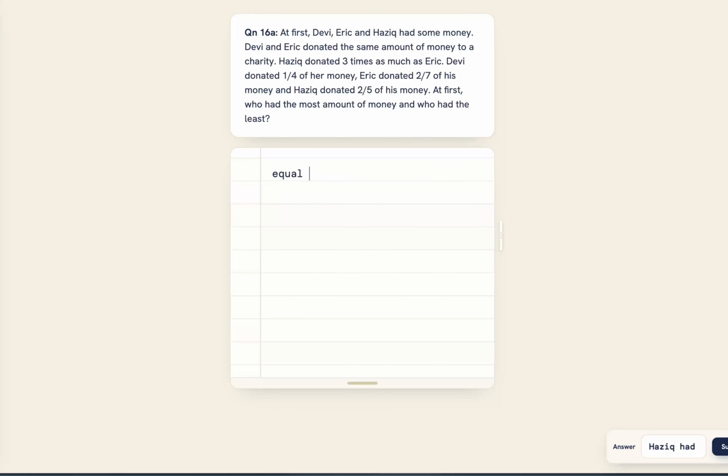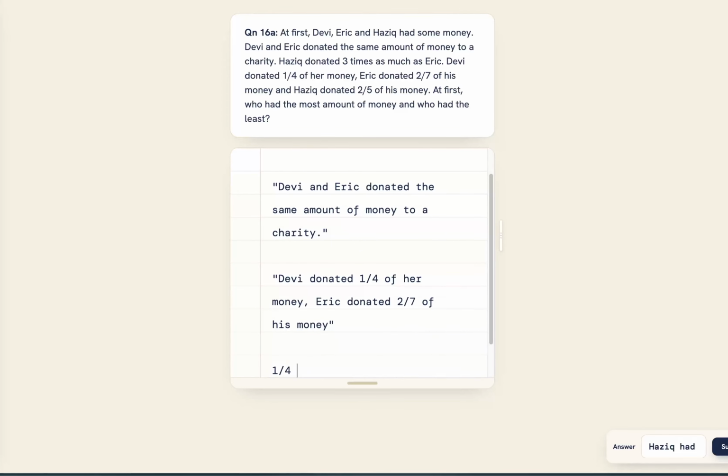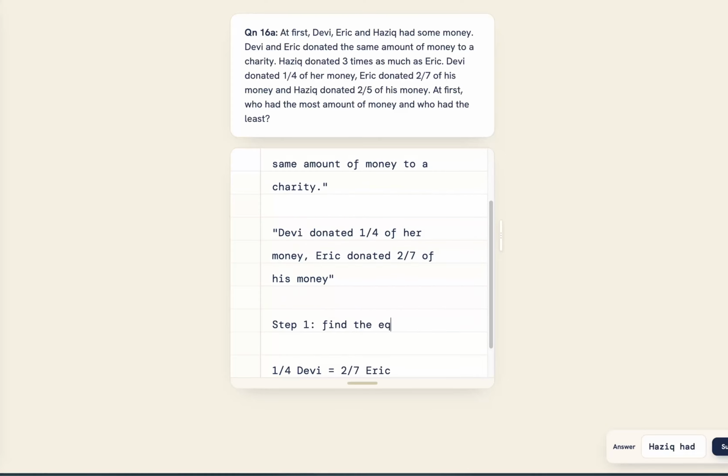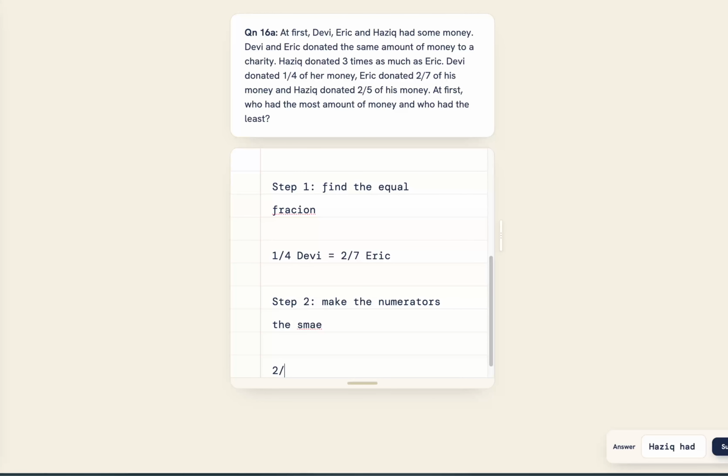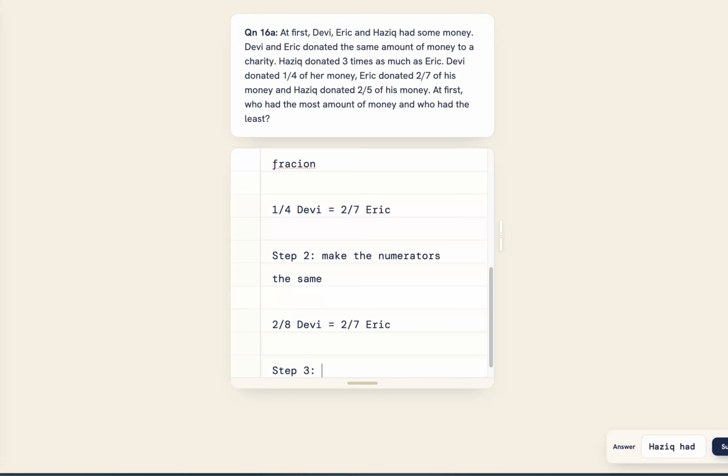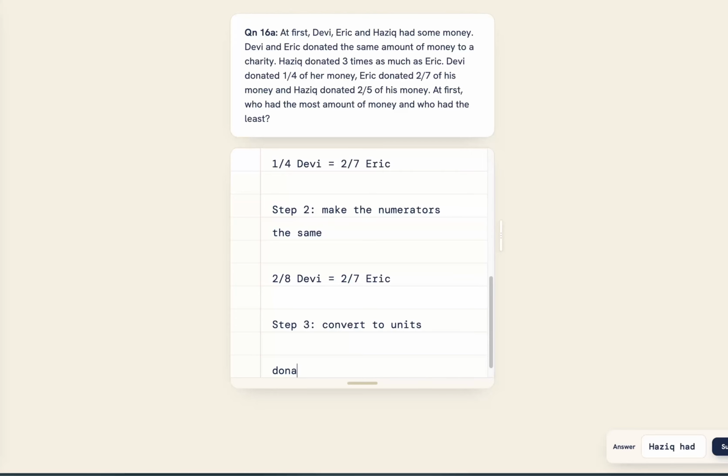So this is the equal fraction concept. The reason is because Devi and Eric donated the same amount of money to charity, and at the same time, it says here they donated fractions of their money. So that means 1/4 of Devi is equal to 2/7 of Eric. So that's step 1, find the equal fraction. Then step 2, make the numerators the same. So in this case, it will be 2 out of 8 for Devi equal to 2 out of 7 for Eric. Then step 3, convert to units. So Devi donated 2 units.